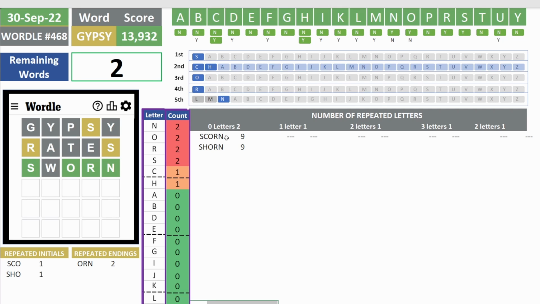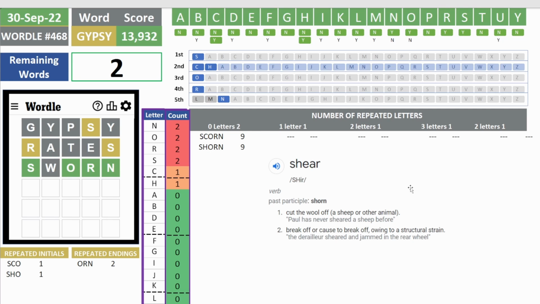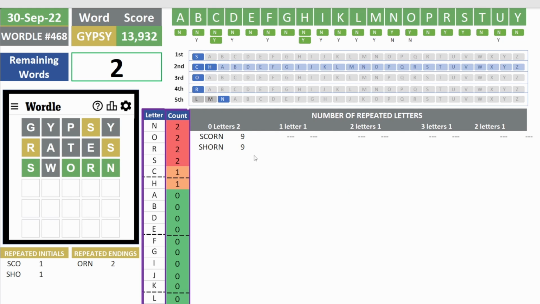it's scorn? It should be scorn, right? Shorn. Oh, all right, shorn is the past participle of shear. And I know what shear is. So I don't think shorn is going to be the answer. I think it's gonna be scorn, so let's give it a try. There you go, perfect. Yeah, I like it.